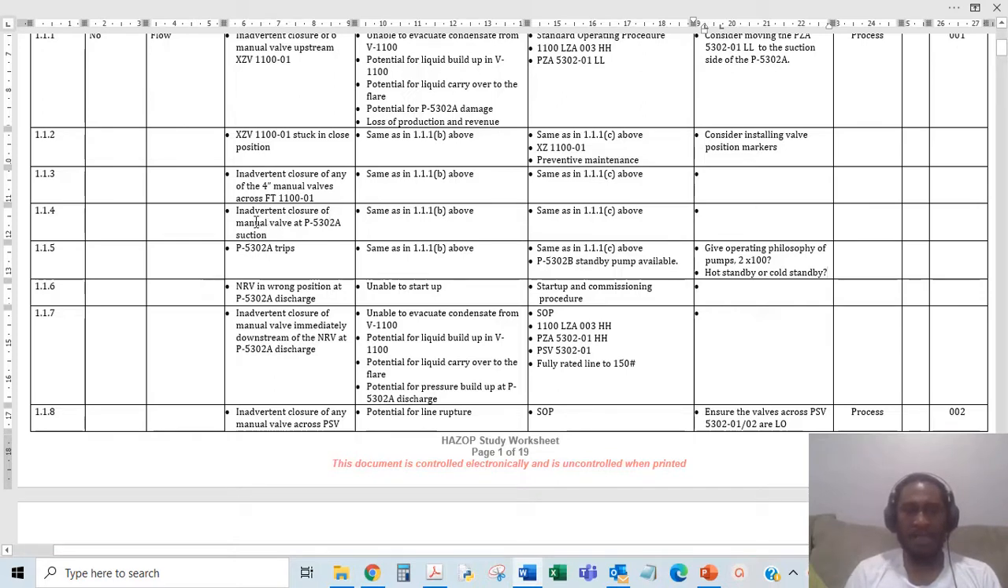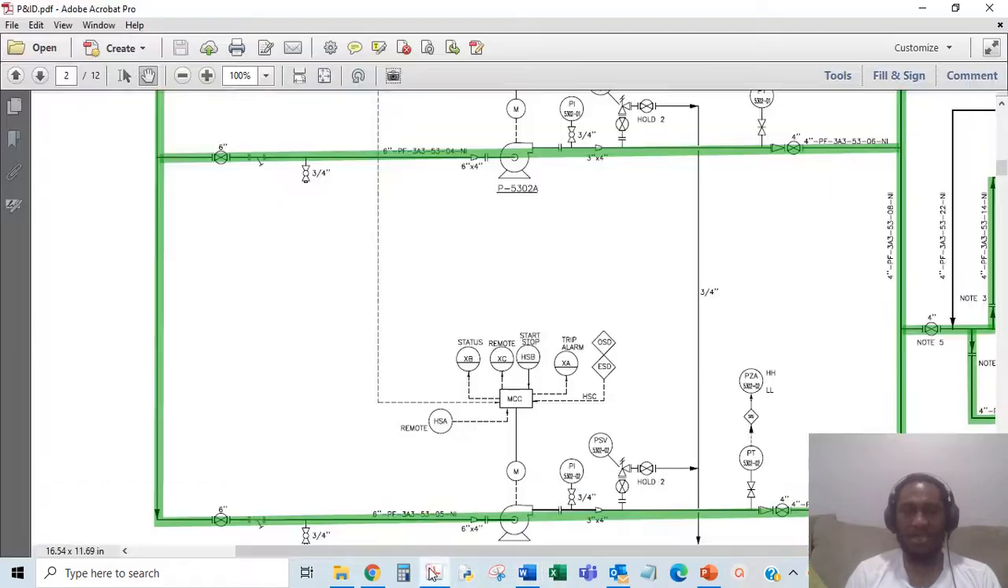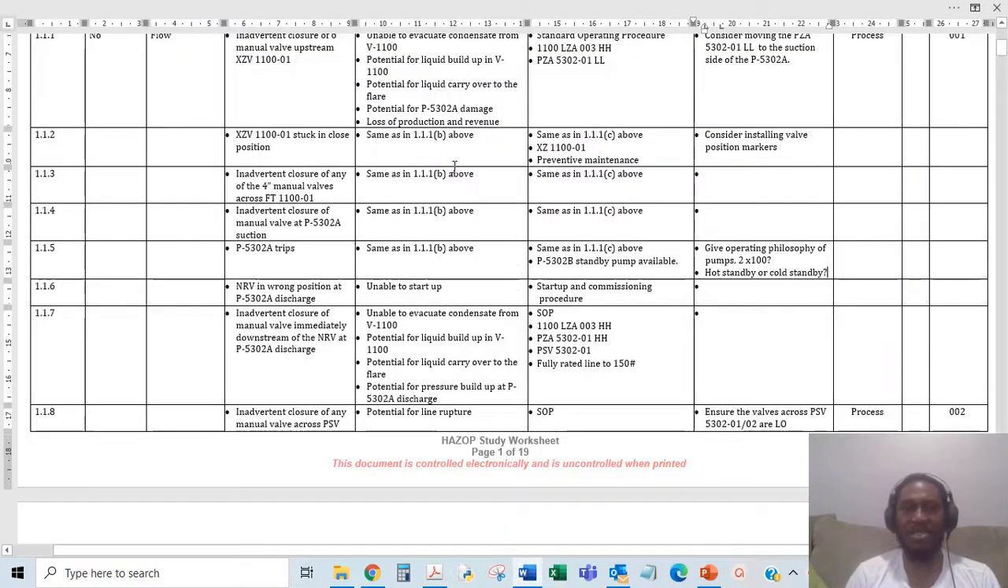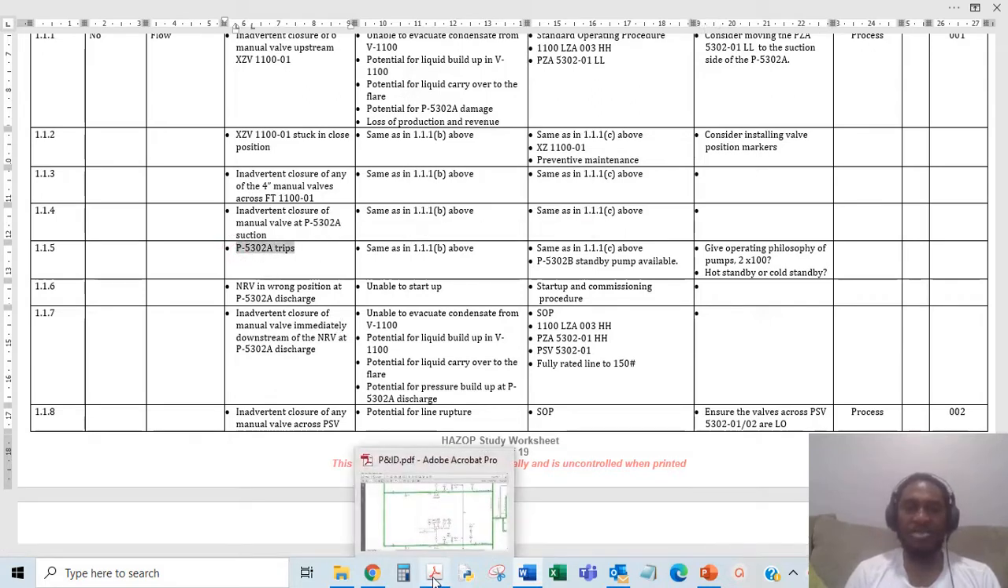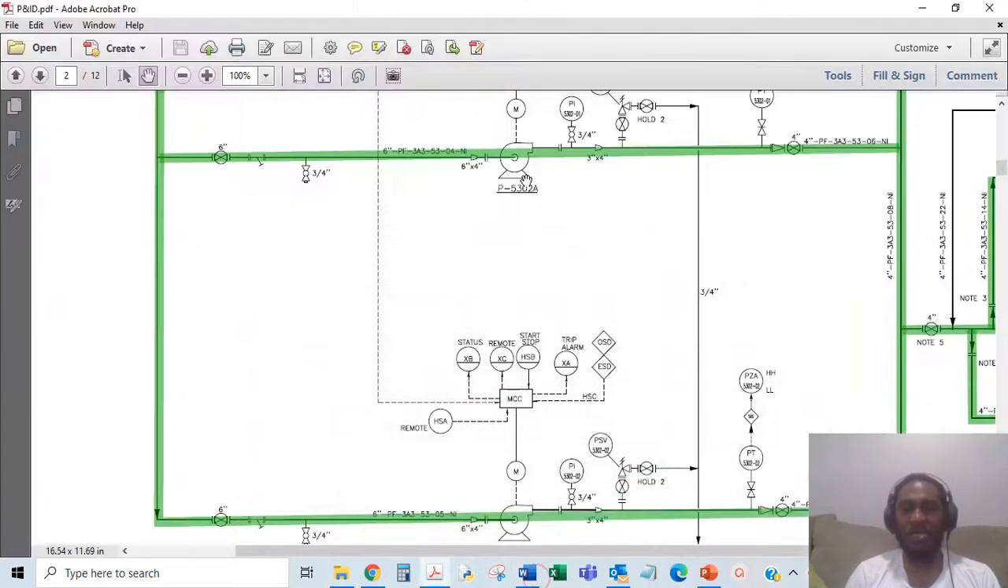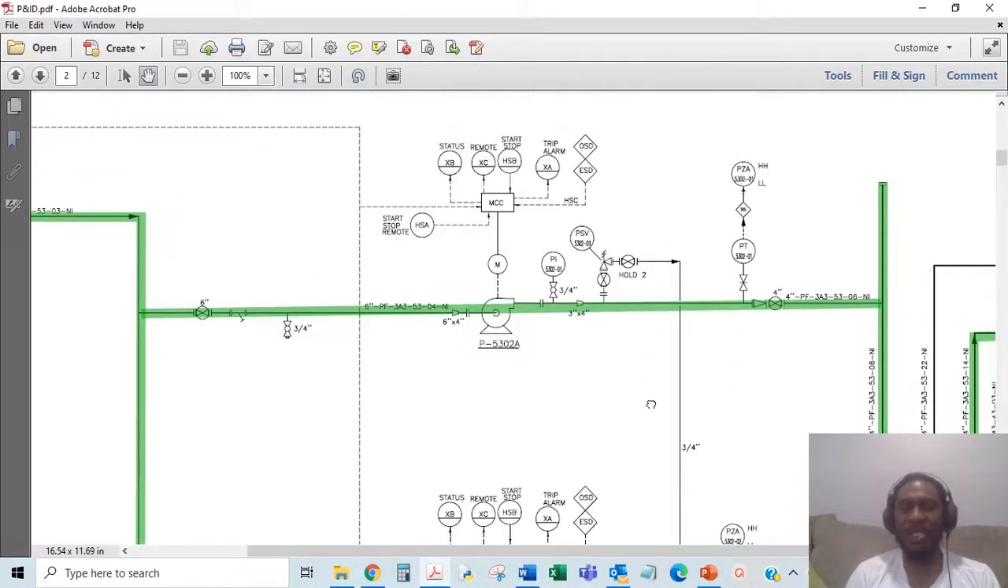So this is mid-advanced closure of manual valve at P5302A suction. That's this. So this acts up and you don't have flow in here, which is the same as above. Then you have your pump itself tripping. So say it's 2 by 100, so just one is operating, so this pump trips, it doesn't work, so we don't have any flow. It's not pushing condensate, it's not working.